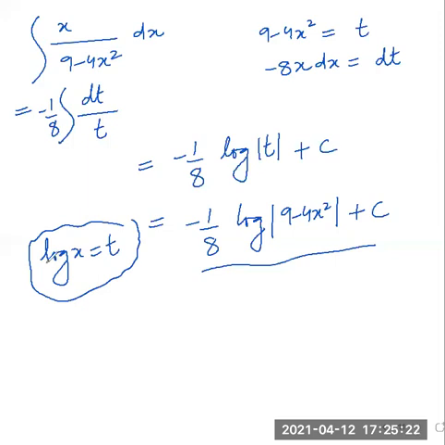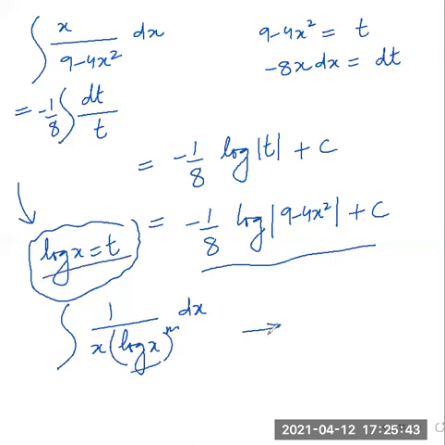The statement is this: integral of 1 by x (log x) raised to power m dx. I'm talking about the next sum. Imagine log x is equal to t. You will be able to do this one also. Then I think you can do a lot of sums.